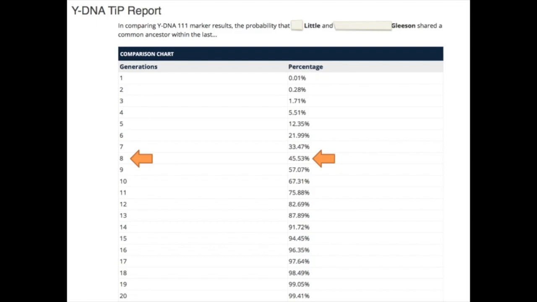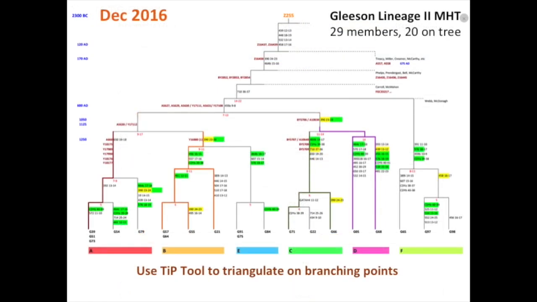But look at the range around it. And let's pick a 90% range. We want to be 90% positive we've got the right range. Well, there's the 5% level, which is at 4 generations. There's the 95% level, or as close to it as possible, and that's 15 generations. So now we've got an estimate of 8 generations, but within a range of 4 to 15 generations. It's too wide. It's not exact enough. It's not genealogically relevant. But we can use the mutation history tree to triangulate on the various branching points.